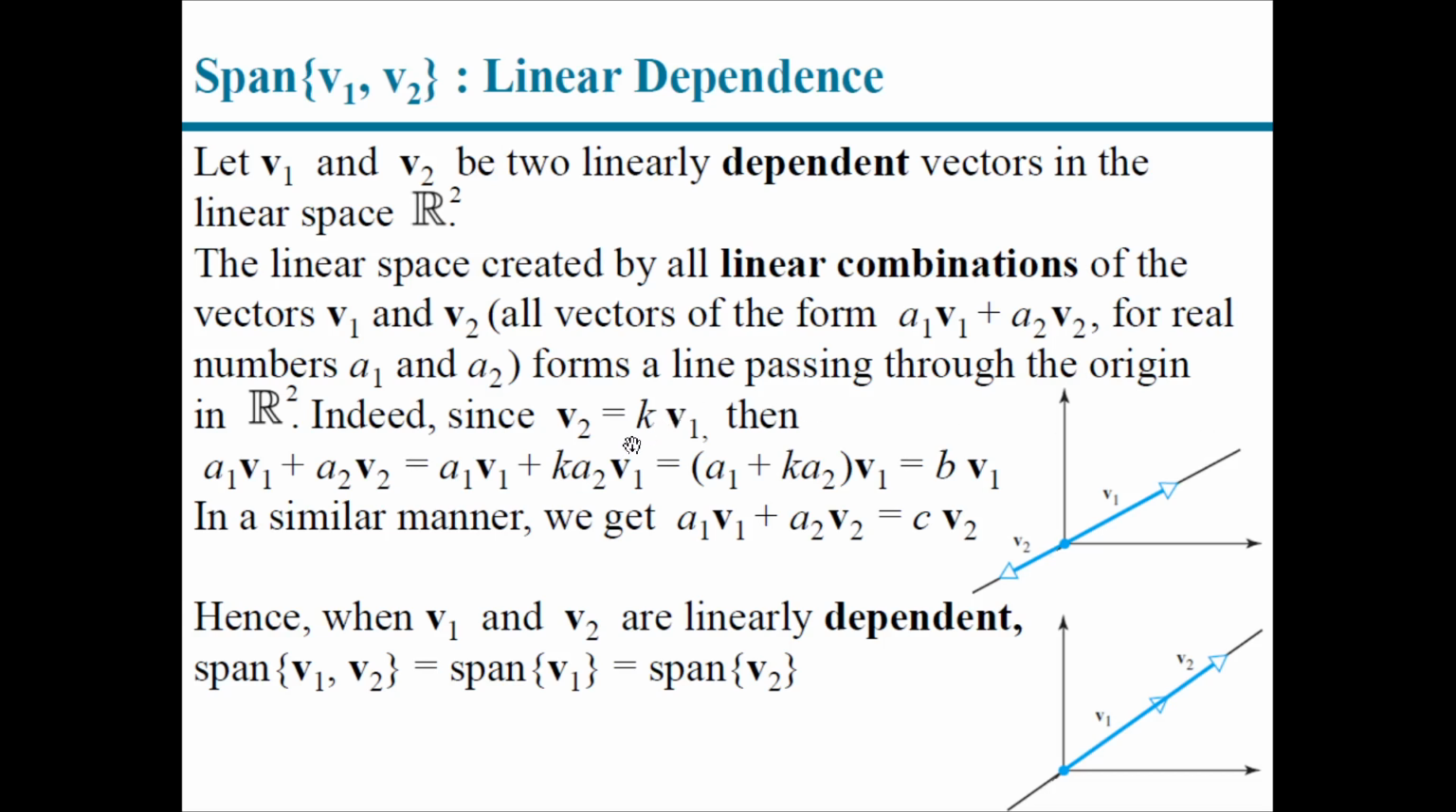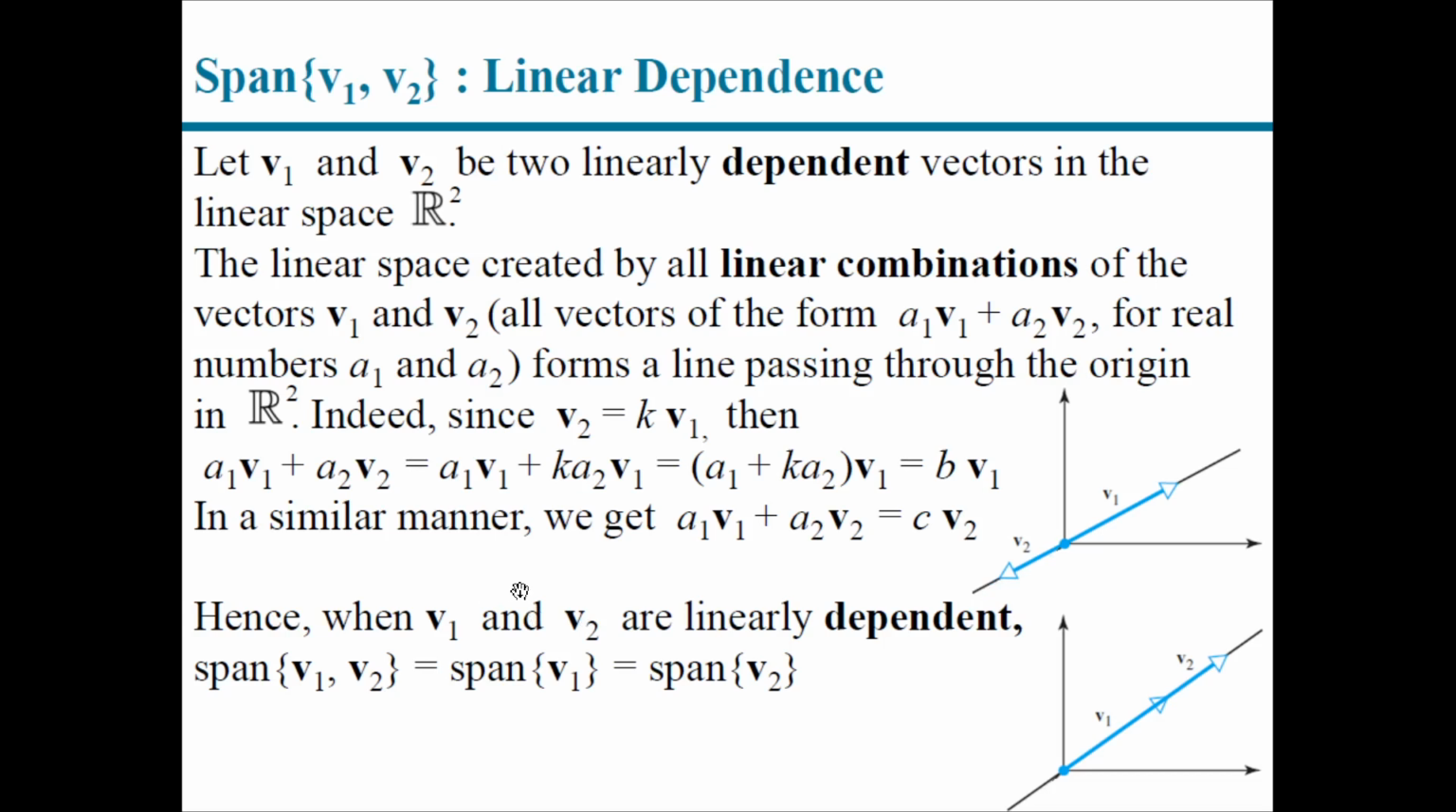Oh, somebody can say, but I would like to have v1 equal to 1 over k times v2. Okay, no problem. You can replace that and we shake it, and we get that actually it's a scalar multiple of v2. So all linear combinations of v1 and v2 are either a scalar multiple of v1 or a scalar multiple of v2, which is not a big deal because they are collinear, they are on the same line.